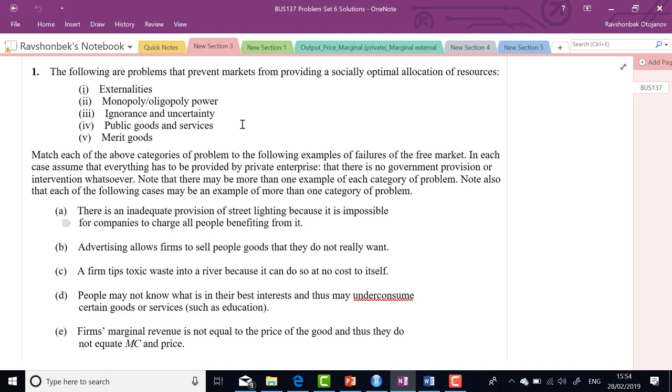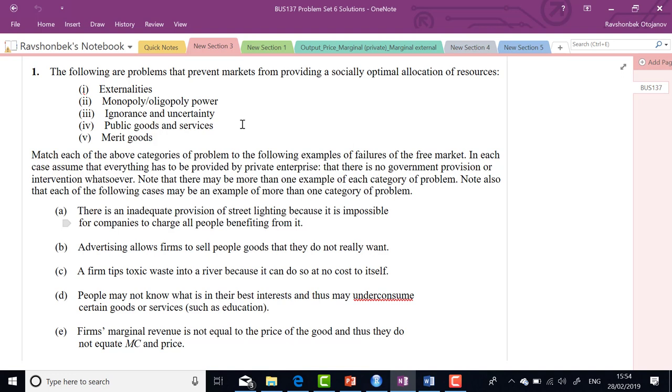Yeah, it's a public good. Street lighting is a public good. So no one is internalizing it. No one owns it, and no one wants to own it. Okay. B. Advertising allows firms to sell people goods that they do not really want.